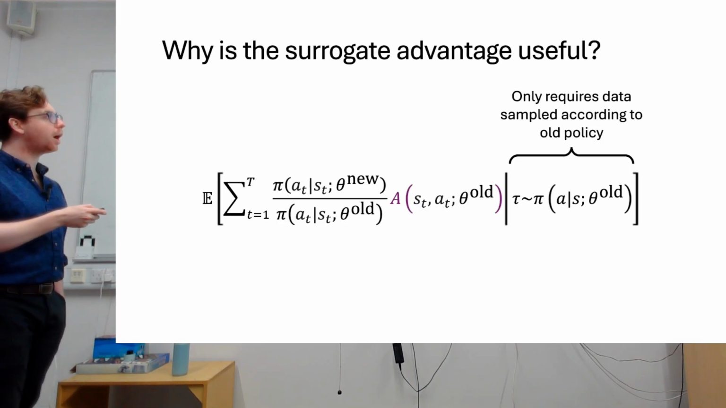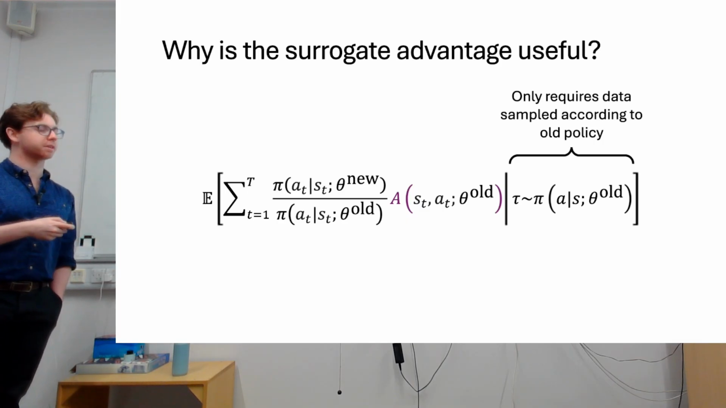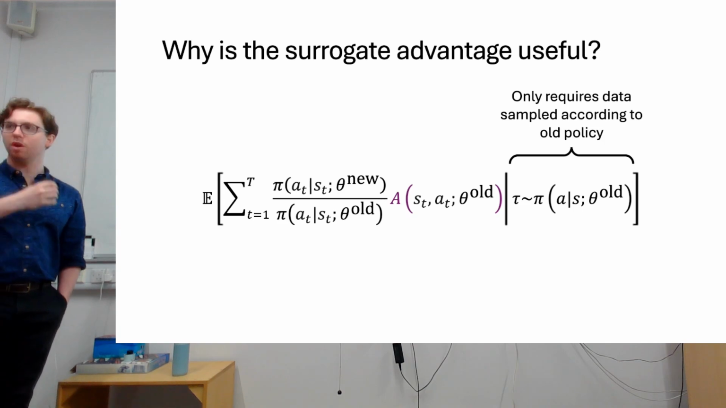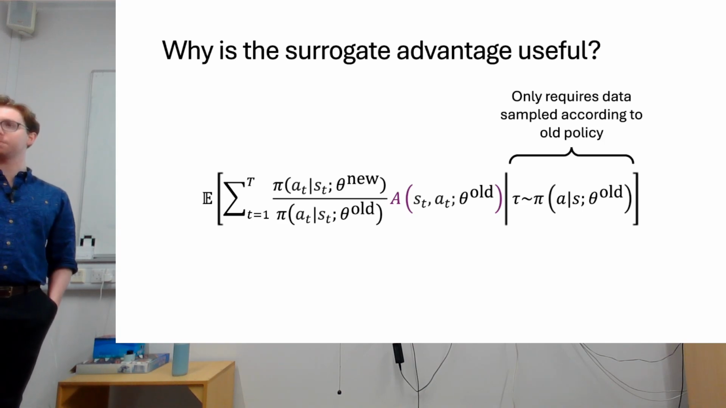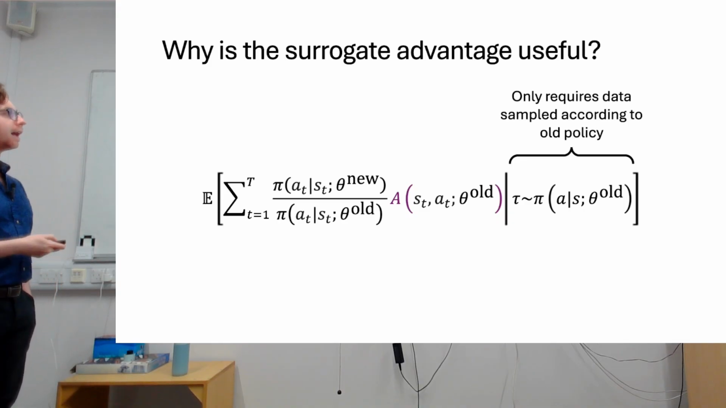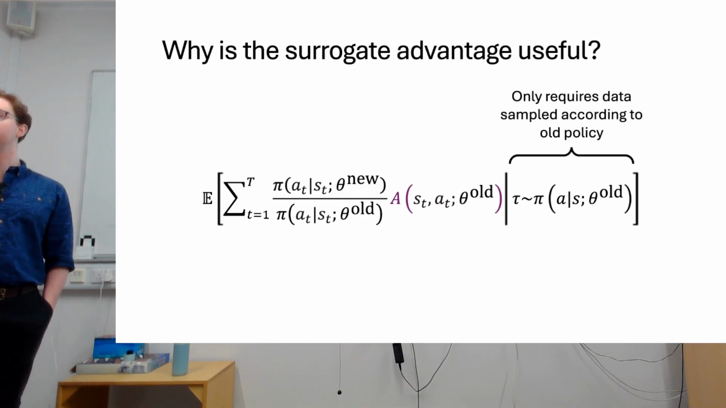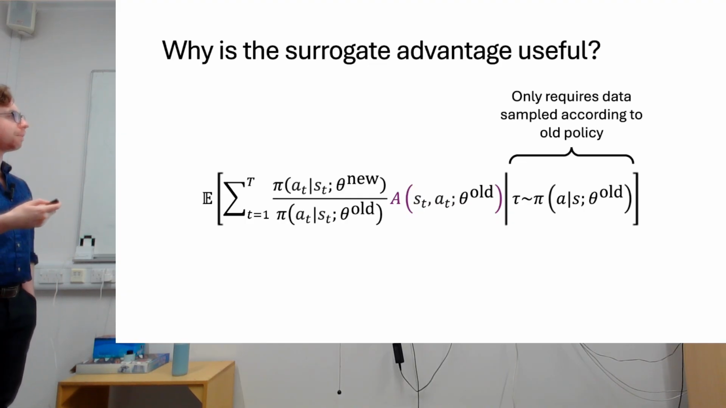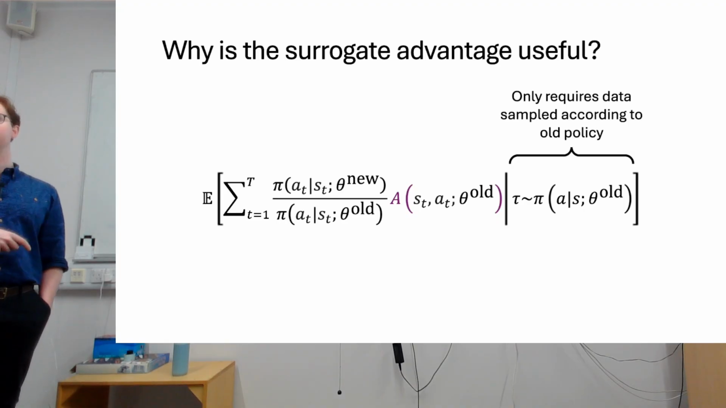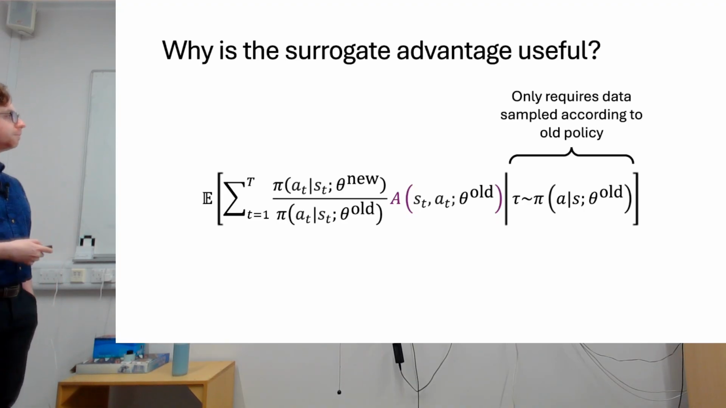So I only require data sampled according to my old policy, right? I do a bunch of rollouts in my environment according to my old policy. This gives me my data for that old policy. And then I don't need to sample any new data for computing this. I don't need to know in advance what my parameters are going to be, which I did need for the previous expression. So I only require data sampled according to the old policy.